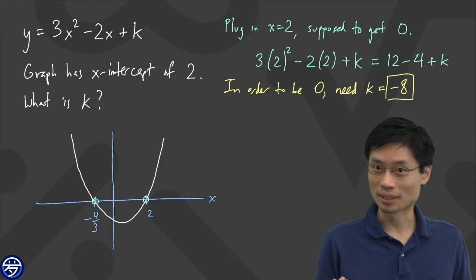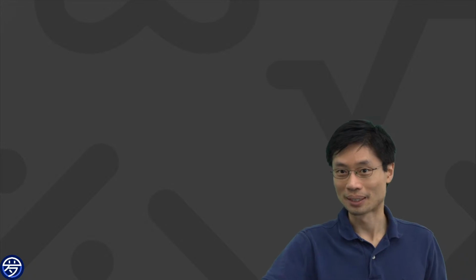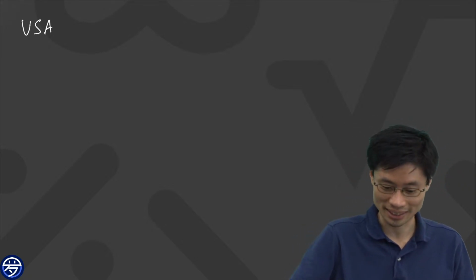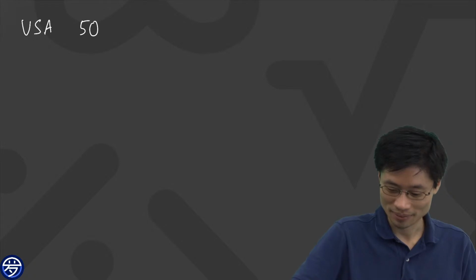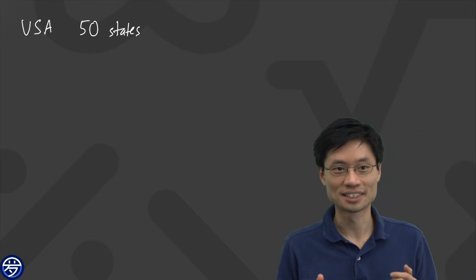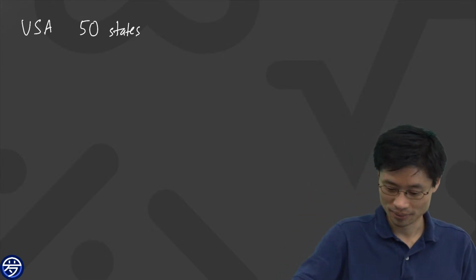Let's do this problem. It's a question by Joshua Wu, and it's about politics, apparently. So in the United States, there are currently 50 states. Apparently there's a proposal to make 51 states, but that's separate. The United States has 50 states, and every state has 2 senators.